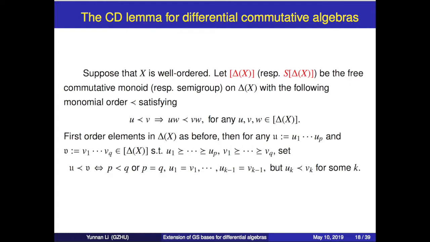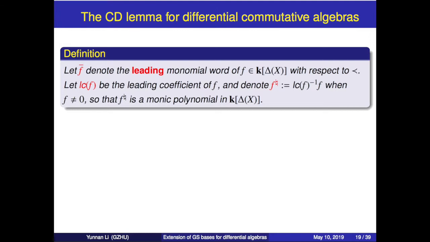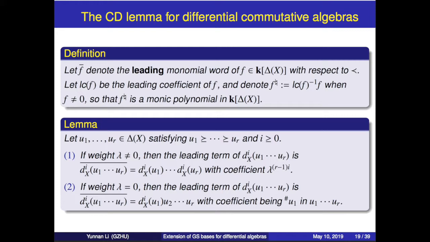Then we turn to the differential commutative case. It's quite similar, but we modify the monomial order on the free commutative monoid or semigroup on delta X. Then again, we have the leading term, the leading coefficient, and also the monic polynomials. This time, the leading term and leading coefficient of any differential words changed. Now, for the somewhat classical case, that is commutative and of weight zero, its leading coefficient becomes more complicated. It depends on the words u_1 to u_r.